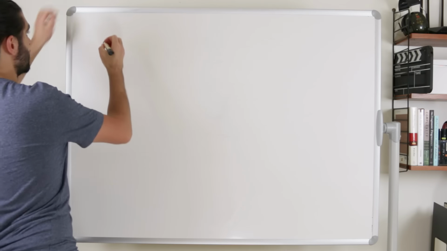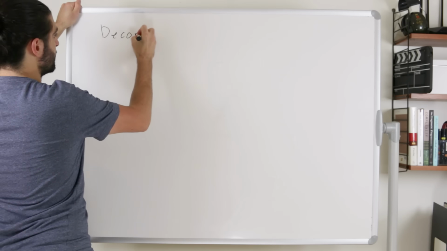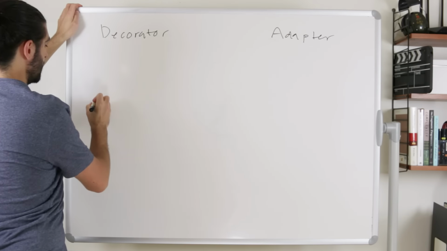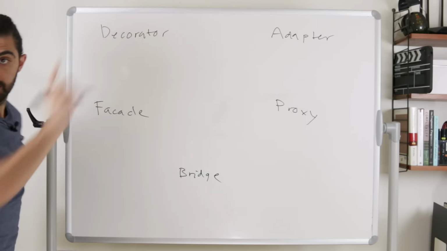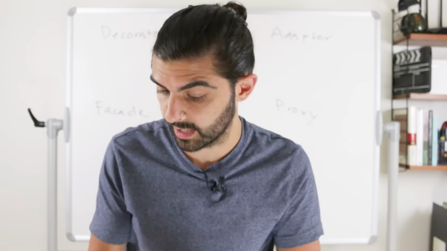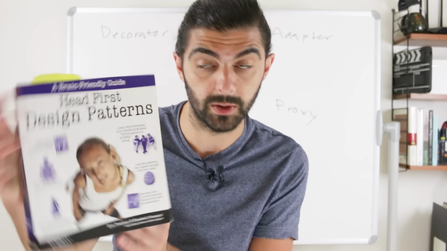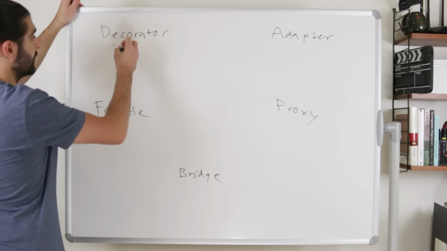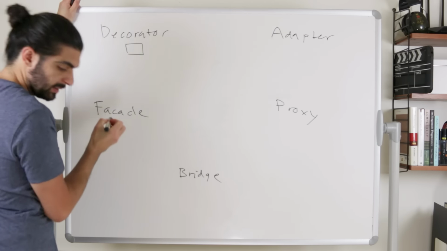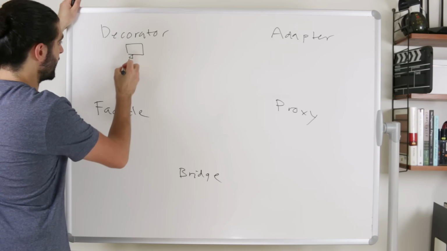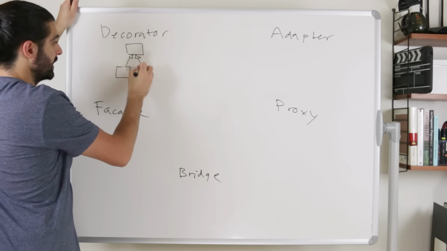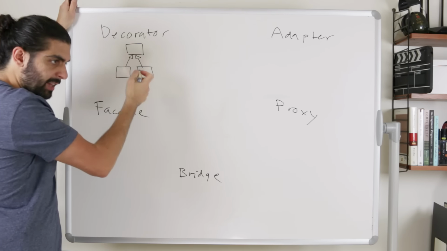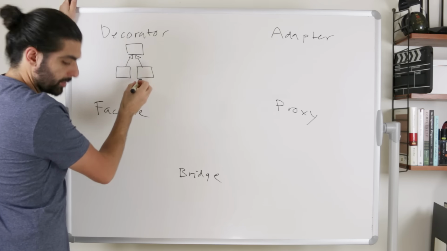So let me make a plan. Let's draw decorator here, adapter here, then facade here, then proxy here, and then bridge here. All right, let's get going. First up, decorator pattern, and I'm using the diagram from the Head First book. So with a decorator, we've got an abstract component that is implemented by a concrete component, but also implemented by a decorator, which itself is an abstraction that has multiple concretions.